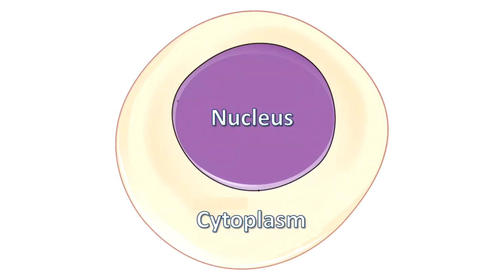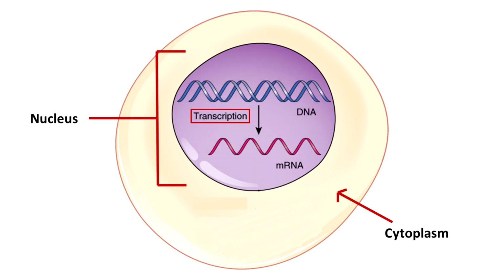DNA is a large molecule, too large to leave the nucleus. Now, this may seem to be a problem since proteins are made in the cytoplasm of the cell. That's where transcription comes into play. This process takes a section of DNA that has specific information for the production of a particular protein, and it is then copied into a small, slightly different version of DNA known as mRNA.